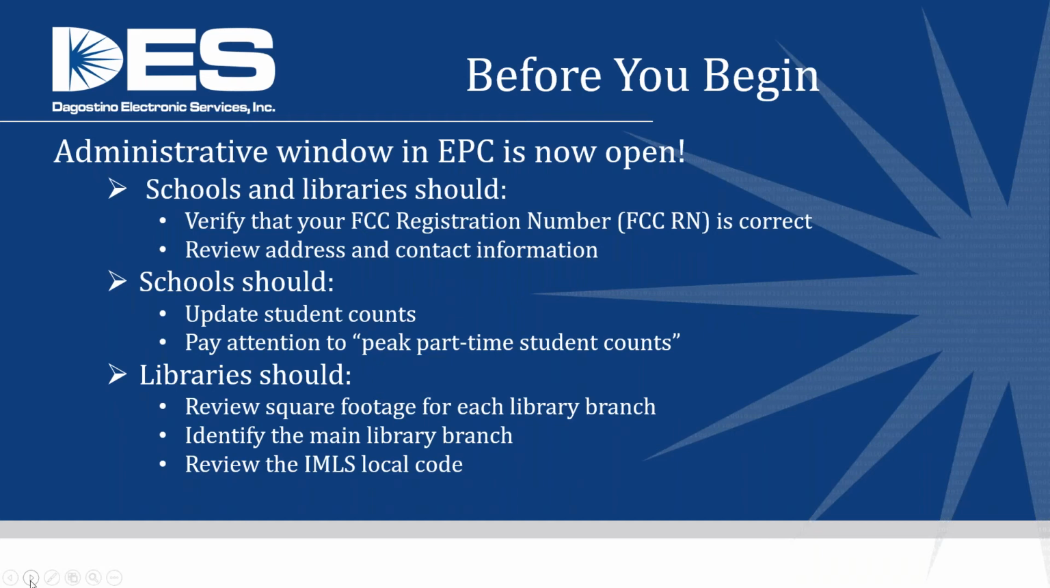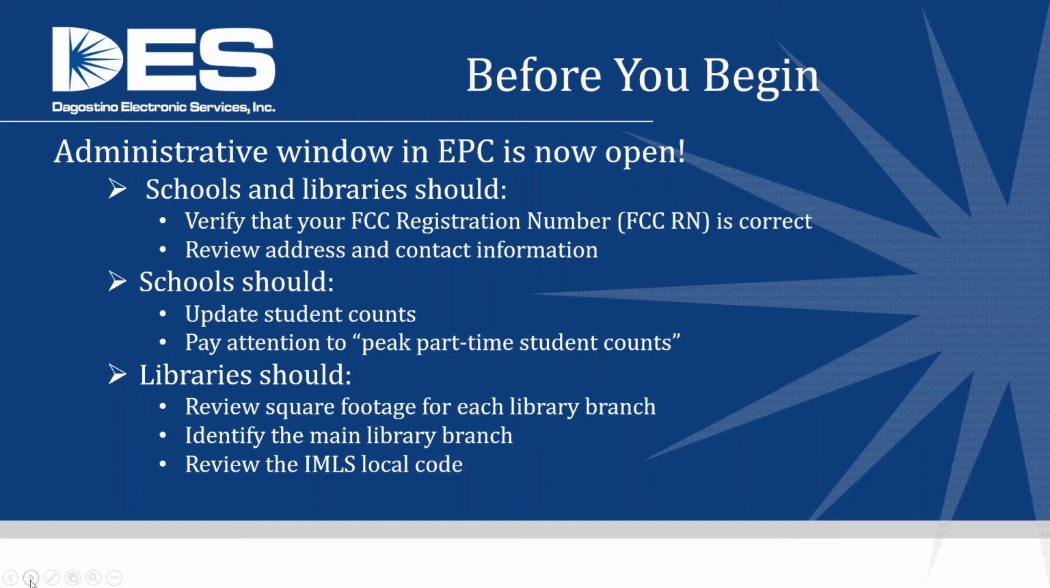If you already have access to the EPC, at the beginning of the month, October 1st, the administration window opened. So basically, you can go in there now and make sure all your information is okay and accurate, verify your FCC registration number, review your address and contact information, make sure you have all the appropriate people in your district or library listed or all your buildings listed. You, of course, want to make sure that's all accurate.